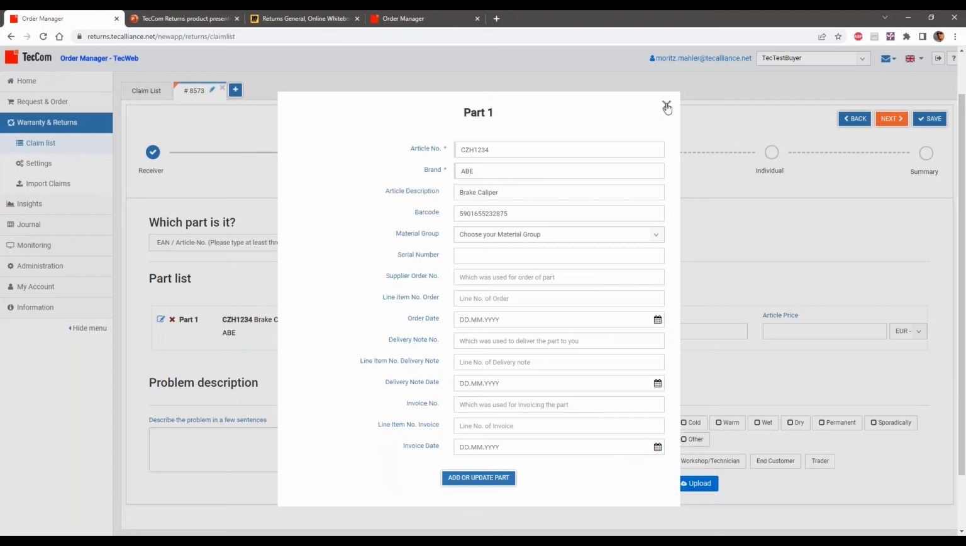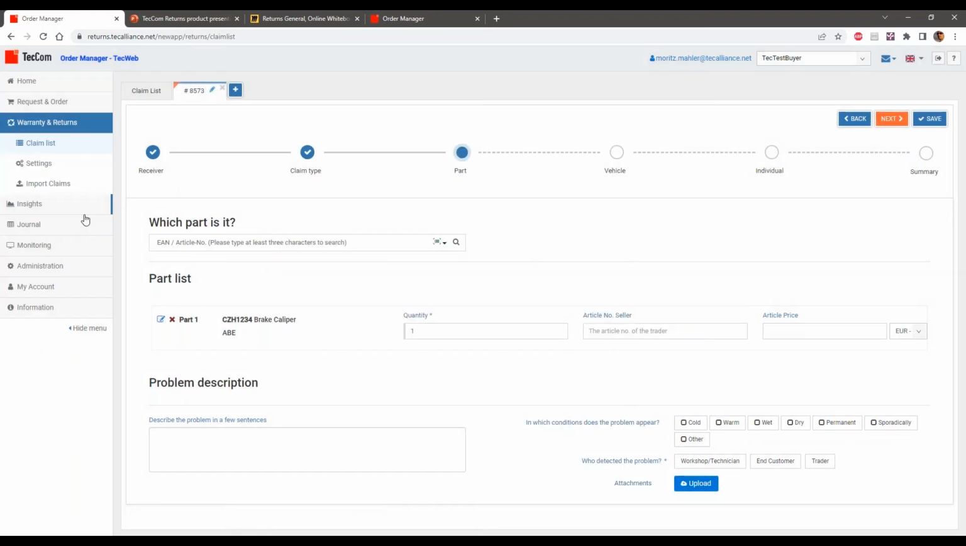Do you want to return this part, or is this part from this warranty? You can do this also the other way around. So from the journal, you can create a warranty case directly with the part which you ordered at this time or in the past.